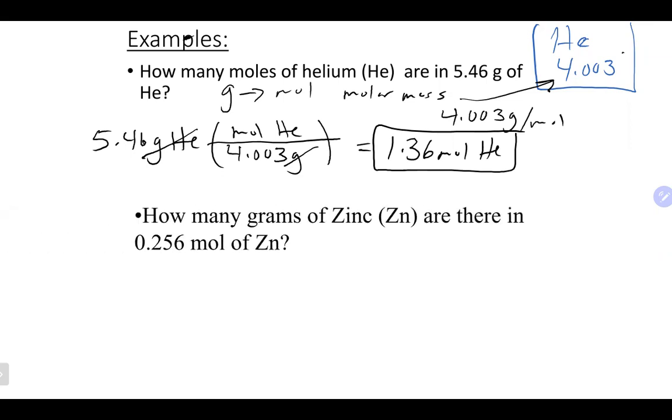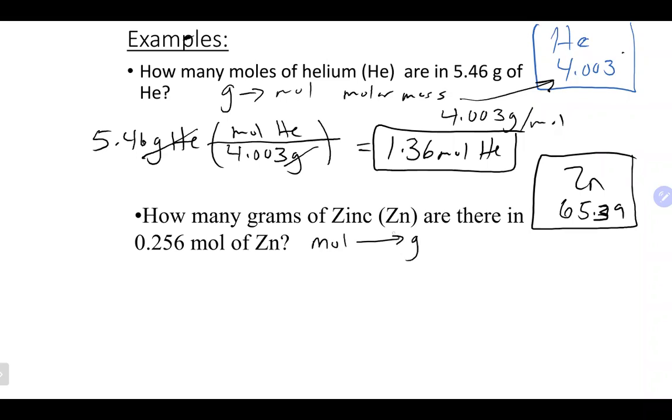How about zinc? How many grams are there in 0.256 moles of zinc? Zinc is 65.39, unless you get a fancy new periodic table. Okay, same idea here. We are looking for grams and we're starting with moles. Again, no mention of atoms or molecules, so no need for Avogadro's number.